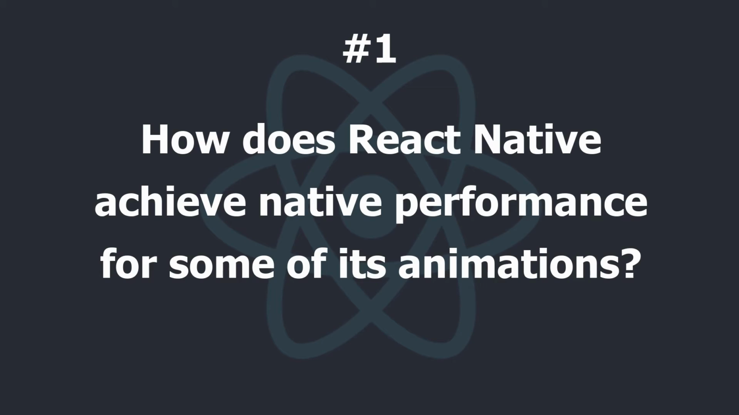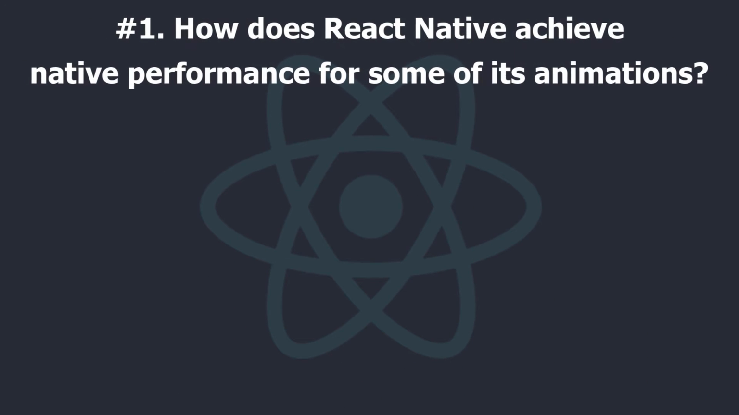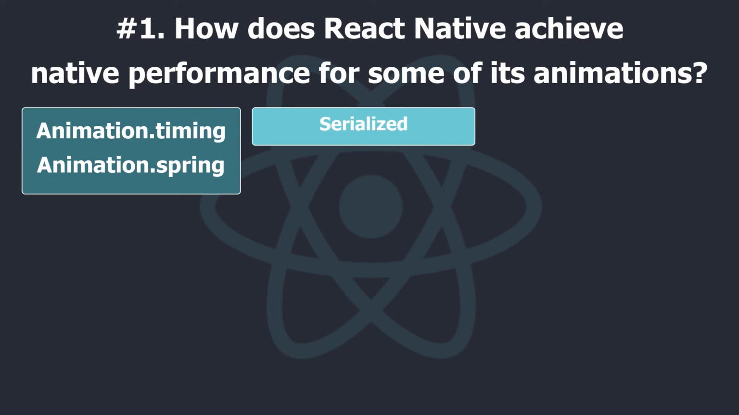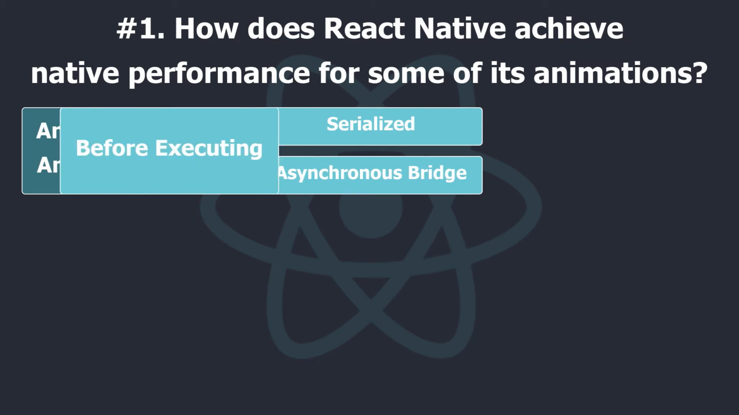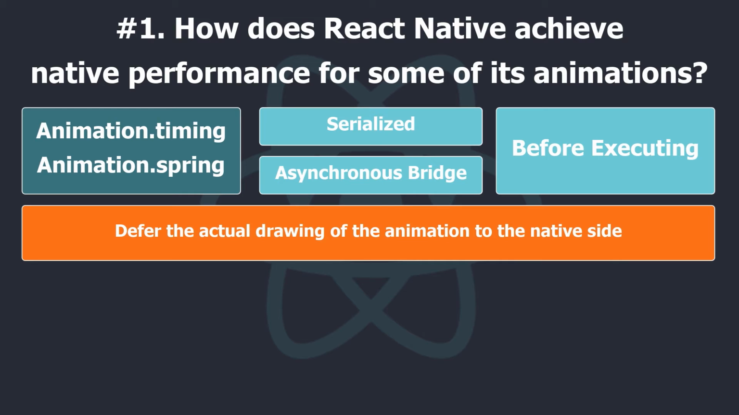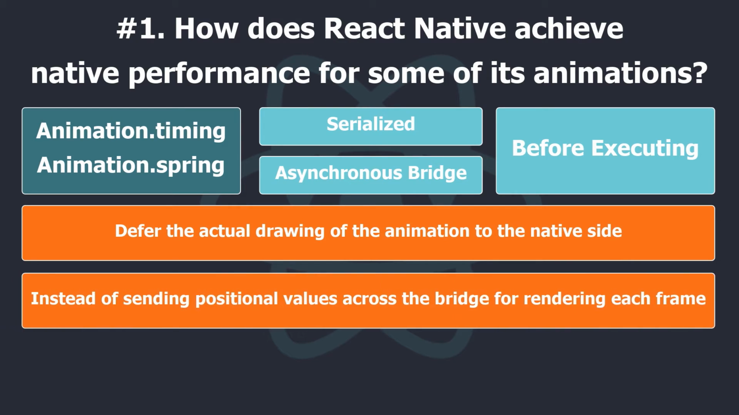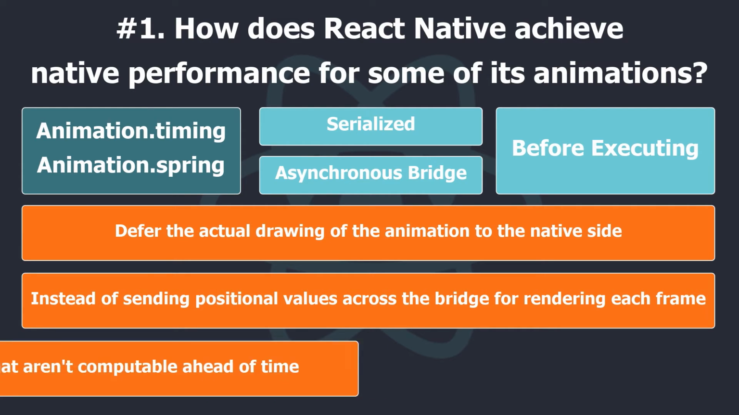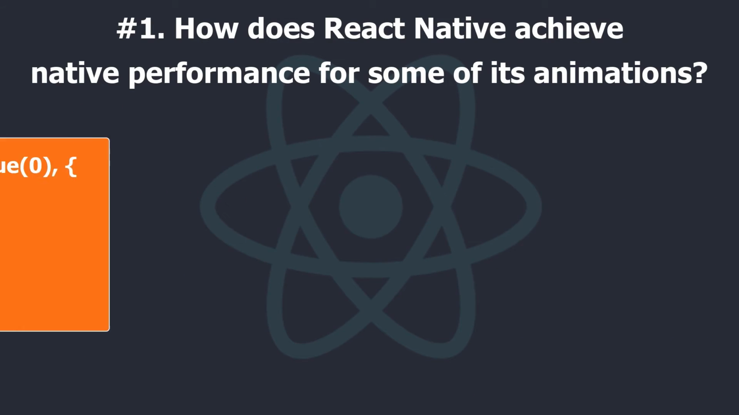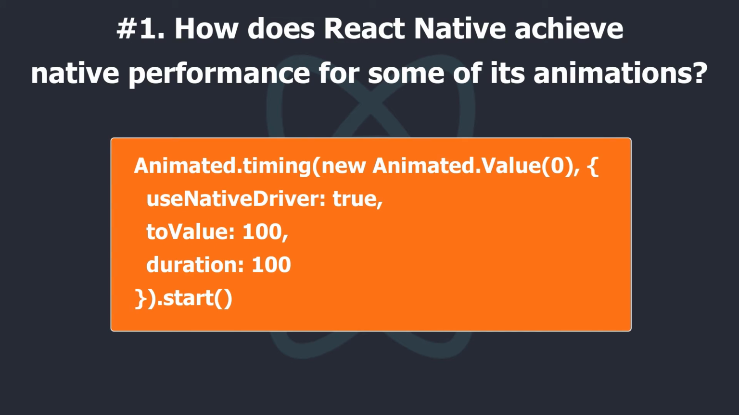How does React Native achieve native performance for some of its animations? Certain animation types, like Animated.timing and Animated.spring, can be serialized and sent across the asynchronous bridge before they are executed. This allows the runtime to defer the actual drawing of the animation entirely to the native side instead of trying to send positional values across the bridge as each frame is rendered. This doesn't work with animations that are not computable ahead of time. For example, this will serialize the operation and send it to the native side before starting it.